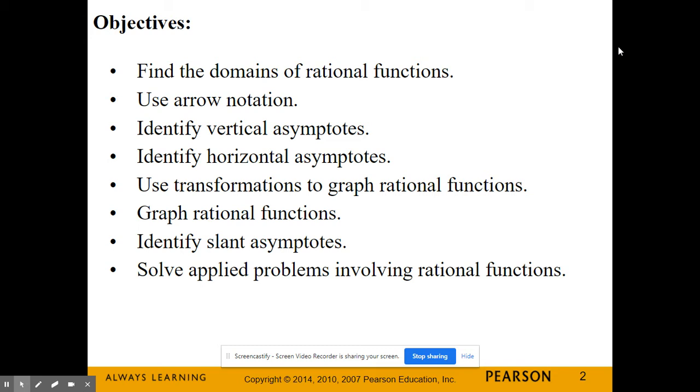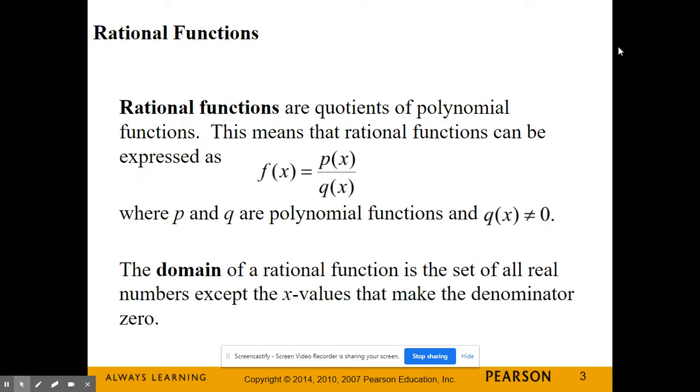We're going to talk about transformations with rational functions. So transformations that we've talked about in algebra 2 with quadratic functions, with absolute value functions, and so on, those same kind of transformations we're going to apply to rational functions. We're going to then graph those rational functions, identify slant asymptotes, so not just vertical or horizontal. So we'll take a look at that. And then eventually all this is leading to being able to solve applied problems involving rational functions. So that's a lot, but we'll get to them one by one.